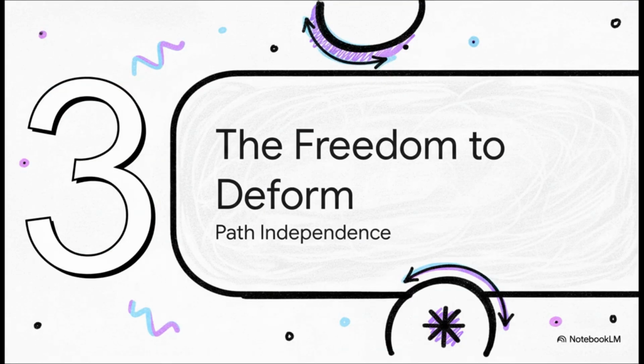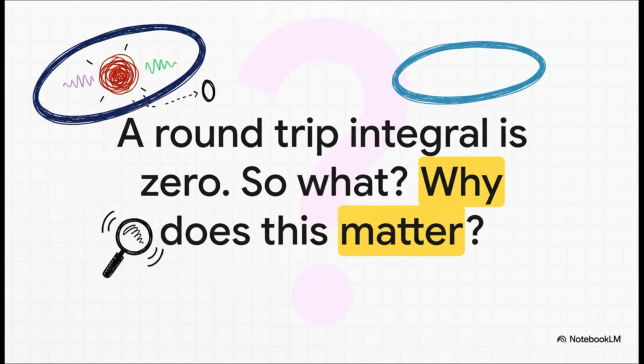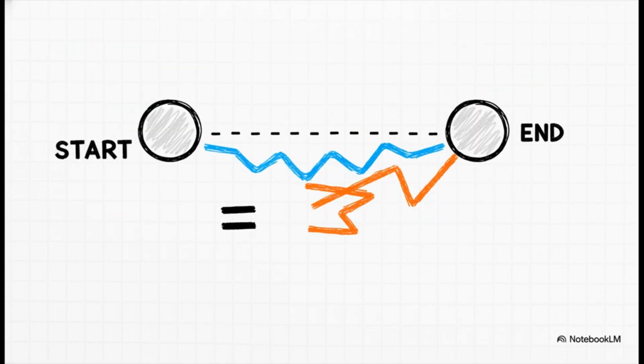So this zero theorem isn't just a neat party trick, it actually has this powerful consequence that gives us an incredible amount of freedom, and that brings us to our next really big idea. It's a totally fair question, right? Why should we care that a round-trip integral is 0? What does that actually let us do? The answer is path independence. This means that for all these well-behaved functions, the specific path you take between 2 points just doesn't matter at all. Only the start and end points do.